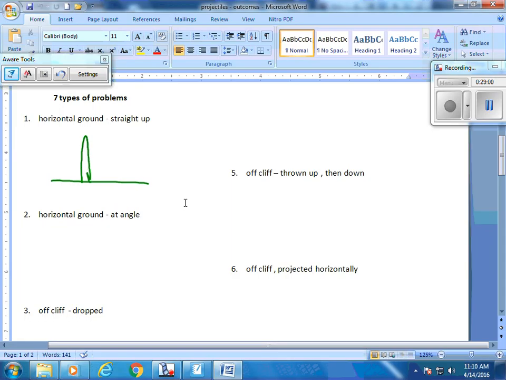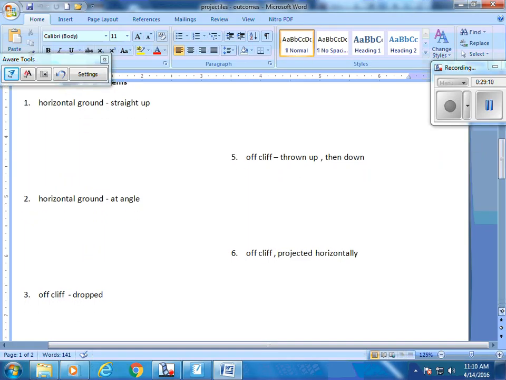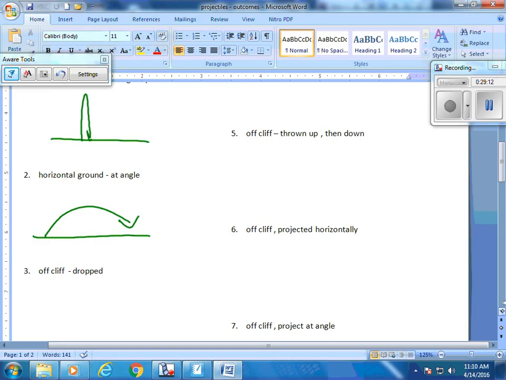Horizontal ground at an angle. So that's one that we'll deal with. Off a cliff, dropped. So from a height. The first one was straight up.